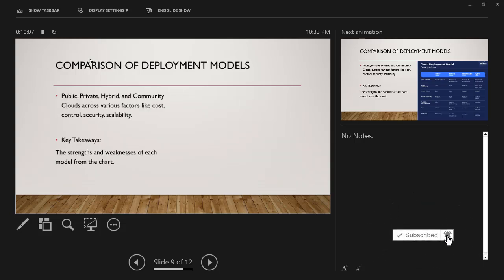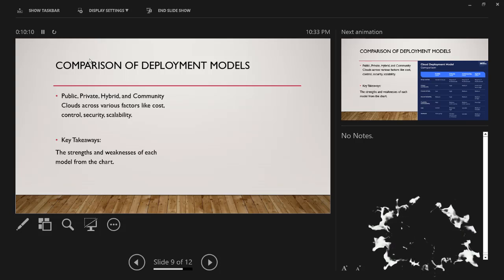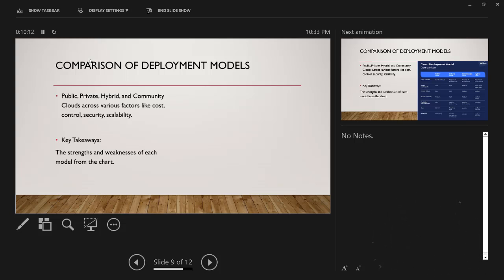All right, so comparison of deployment models. Here we have the public, private, and the community cloud. When you look at the comparison, everything is based on cost, control, security, and scalability. Some of the key takeaways are that some of them might be expensive in terms of cost, and some of them might be less when it comes to scalability and also security.